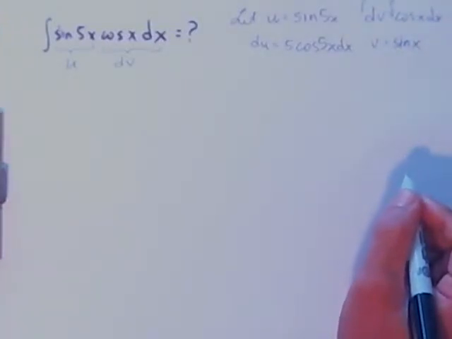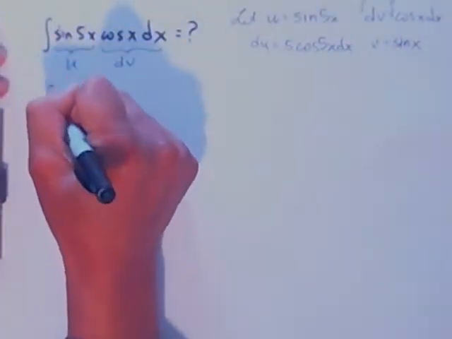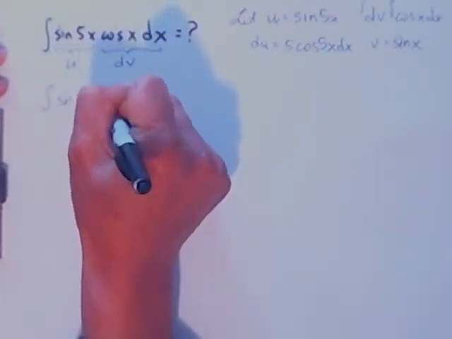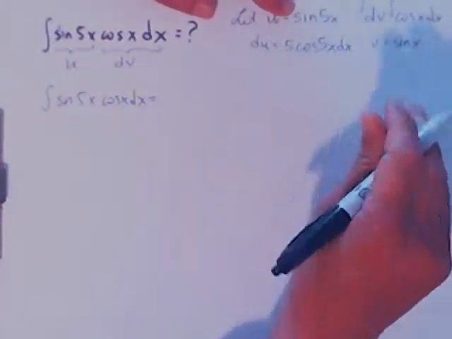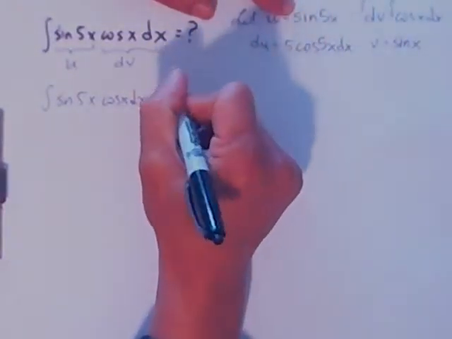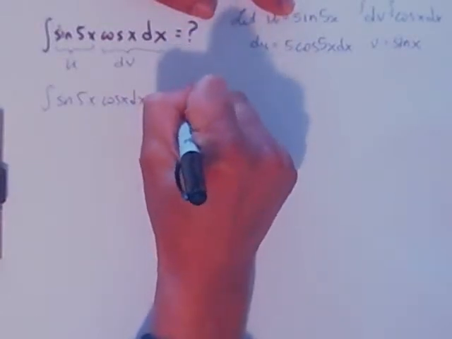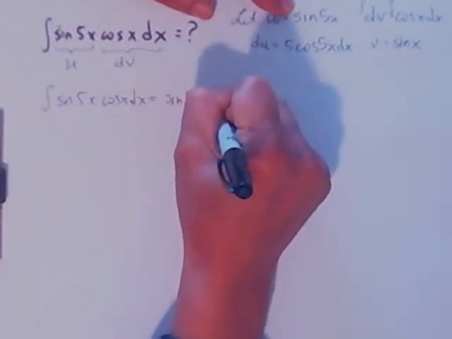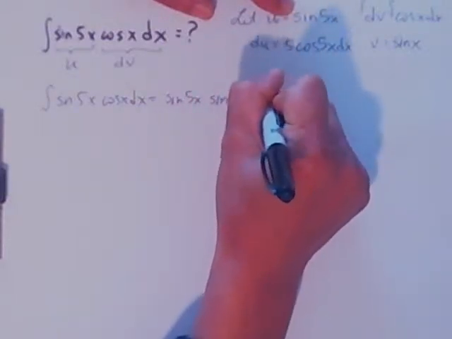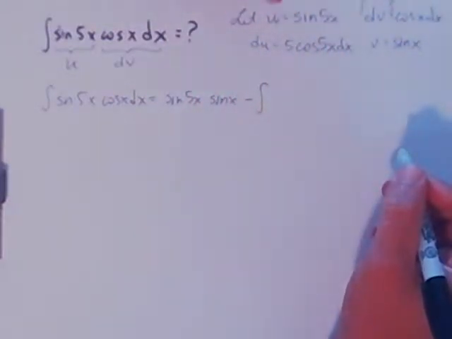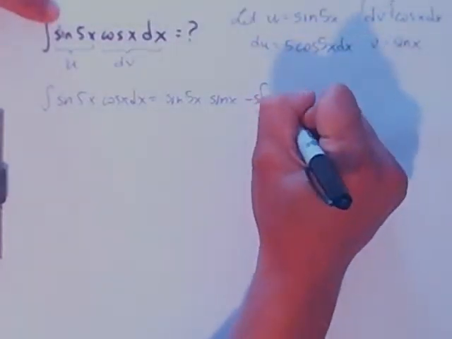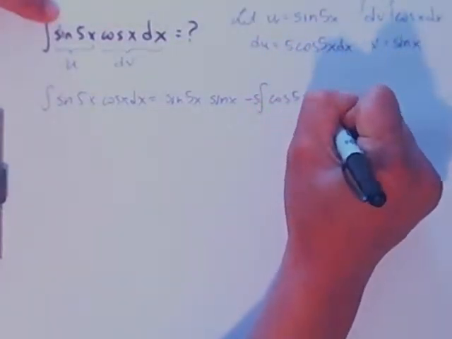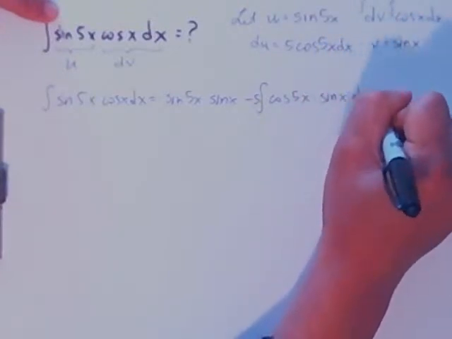So using integration by parts, the integral of sine of 5x cosine of x dx is equal to u times v, sine of 5x times sine of x, minus the integral of v du. Where's v? And then du is right over there. I'm going to take out the 5 right there, and write it just like this one right here: cosine of 5x times the sine of x dx.